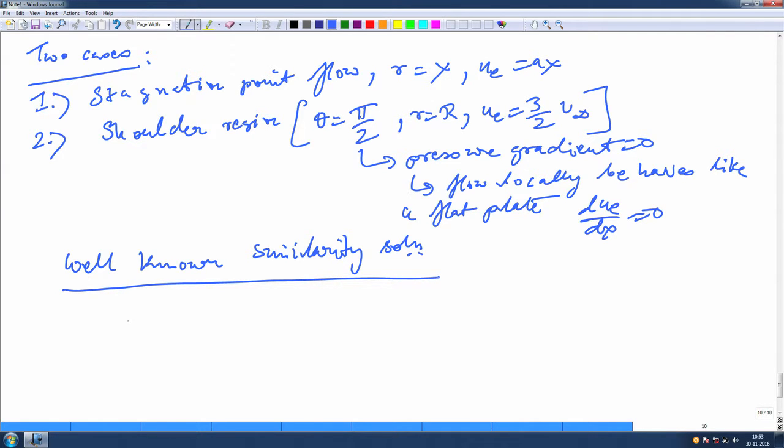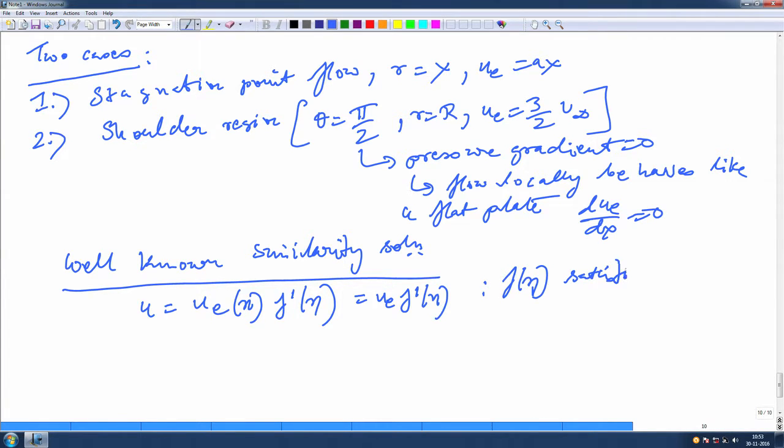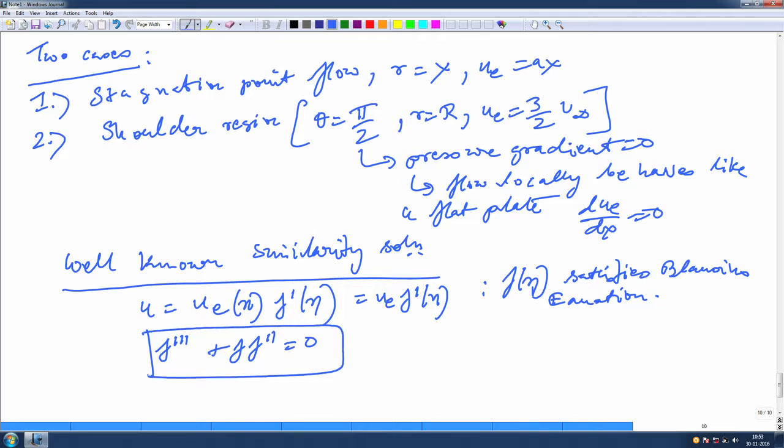Okay. So, the similarity solution becomes u/UE = F prime(eta), where you know that F(eta) satisfies the Blasius equation. And so when you write it, this is basically F triple prime plus F into F double prime is equal to 0. Do you recall the form of this equation? Okay, that is the Blasius flat plate solution, right.